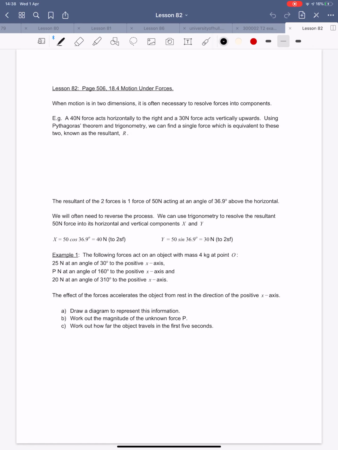Okay, lesson 82 from page 506 in the book. It's lesson 82 out of 86, so we're nearly there. Should be there by the end of the week. Well, we will be there by the end of the week.